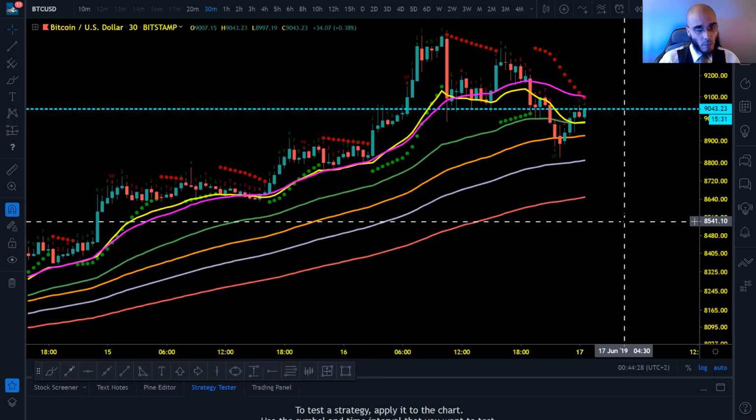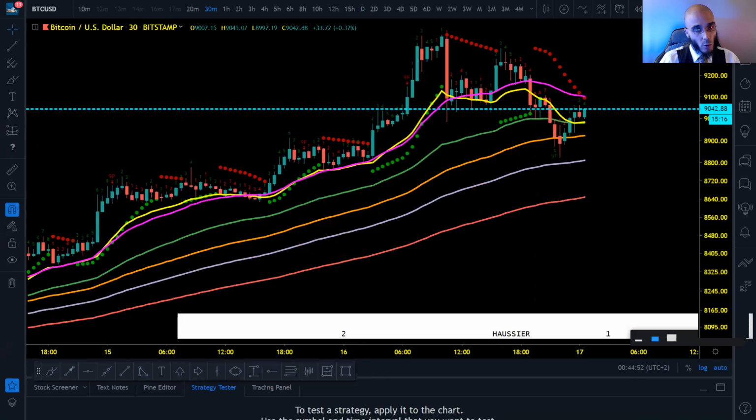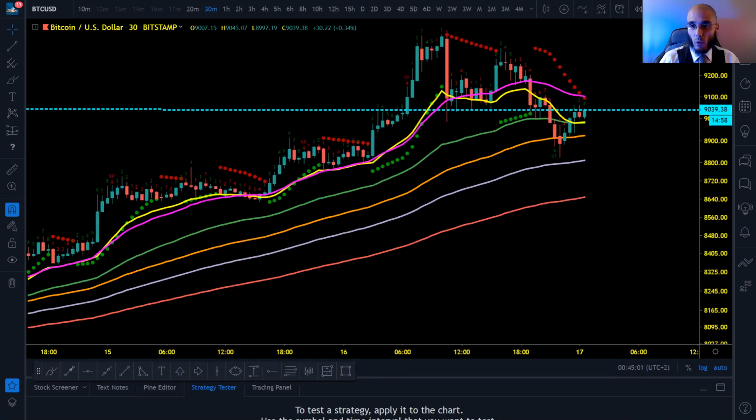Yesterday we were at 8,825 and TD sequential was saying up. TD sequential was right because we are now at 9,042. So TD sequential was right yesterday. And now let's go over it to see what it is telling us for tomorrow.